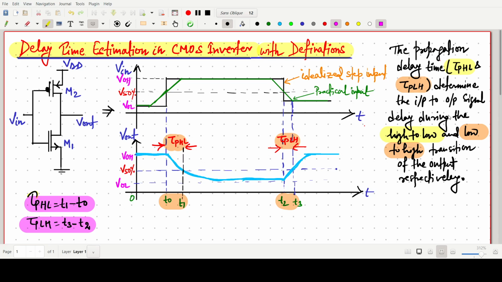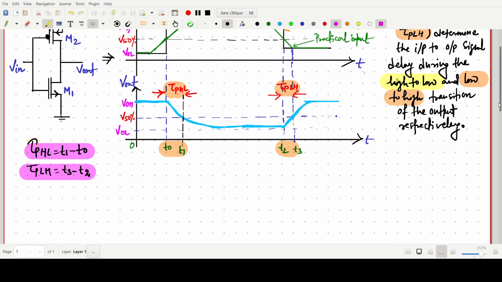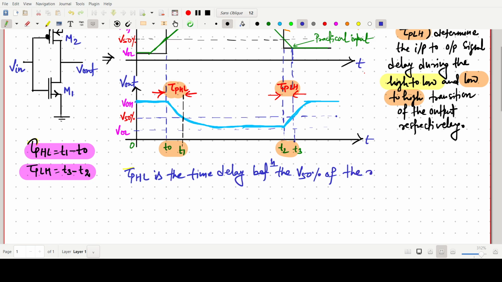Then after, what we can say, the other definition of the propagation delay. The other definition of a propagation delay, we can say, the tau PHL is the time delay between the V50% of the rising input voltage.